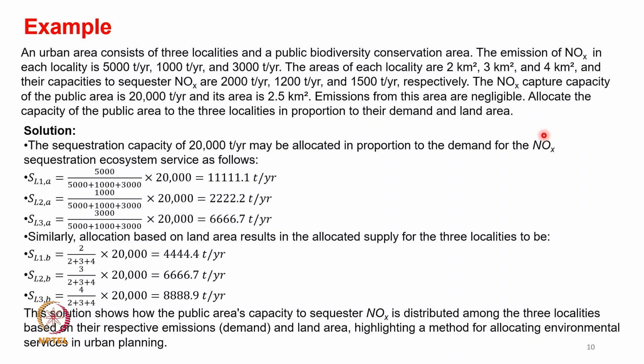So let's look at the problem. We see that the sequestering capacity of 20,000 tons per year we have to allocate based on the demand of NOx. So look at the first case, SL1A.